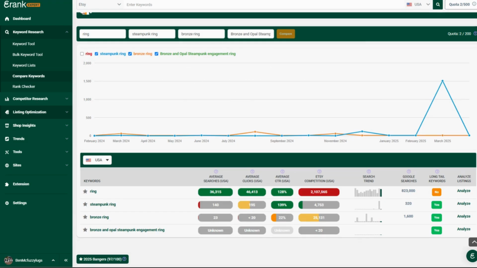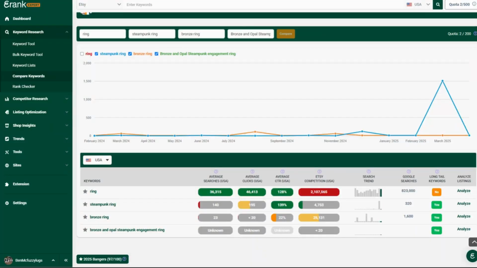When we look down, there's more data about all the keywords. Firstly, the unknowns beside bronze and opal steampunk engagement ring tell us that so few people are searching for that exact phrase that perhaps we don't need to focus too much on that keyword. And as we already guessed, ring is not a long tail keyword, although it actually does have a high click-through rate, over 100%. How is that possible? This tells us that people are clicking on one thing from search, then another, then another. It's not telling us if people are buying or if they're having to go on and search some more.